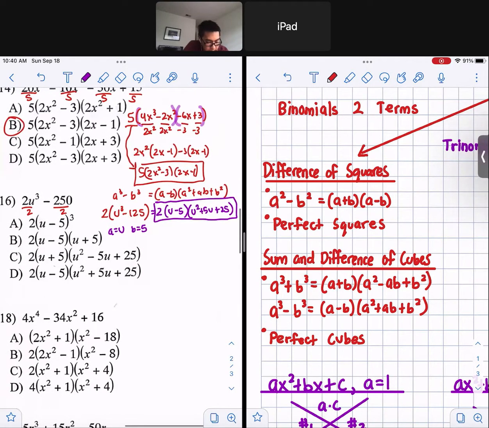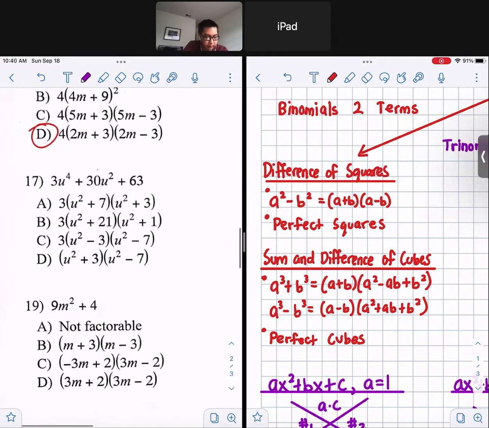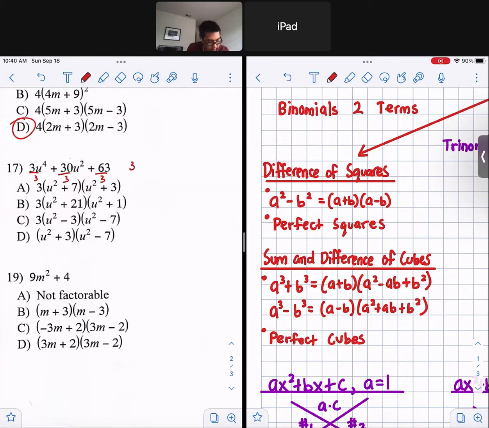And that's going to be D. That's going to be D. 17. Can we factor out something from each term? Yes, we can factor out a 3 from each term, right? So we're going to get 3 times u to the 4th plus 10u squared plus 21.